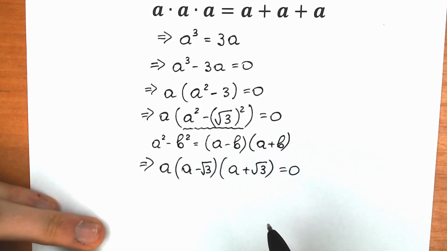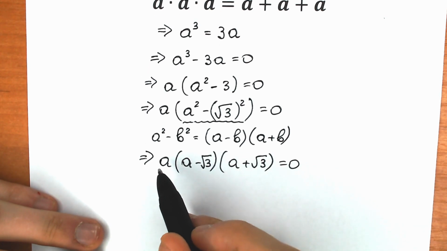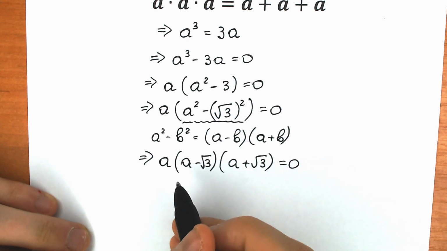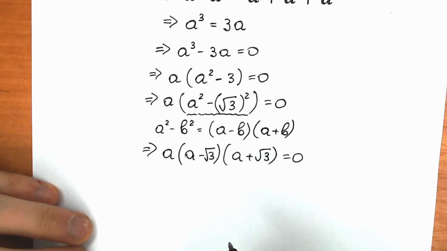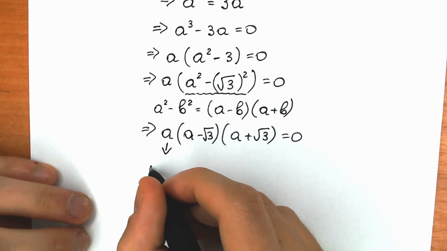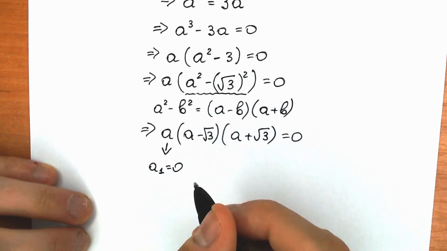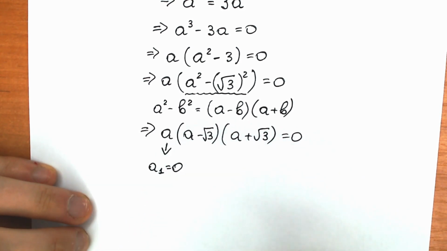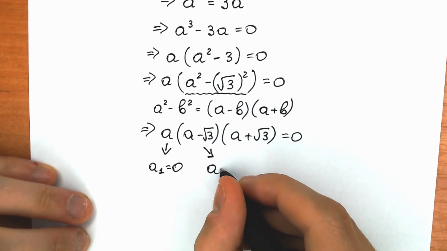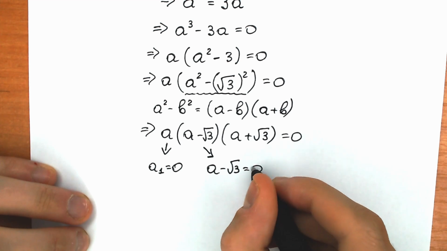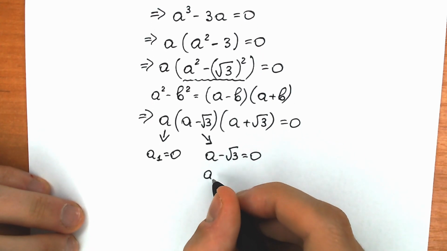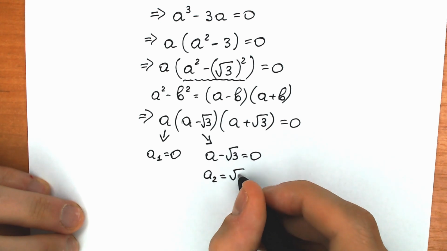And now, the final tricky move. A product of three elements, three parentheses, is equal to 0 when at least one of these elements is equal to 0. So let's start with the first one: a is equal to 0. This is our first solution, a is equal to 0. Or the second parenthesis is equal to 0: a minus square root of 3 is equal to 0. From here we can easily solve it: a second is equal to square root of 3. Really great.